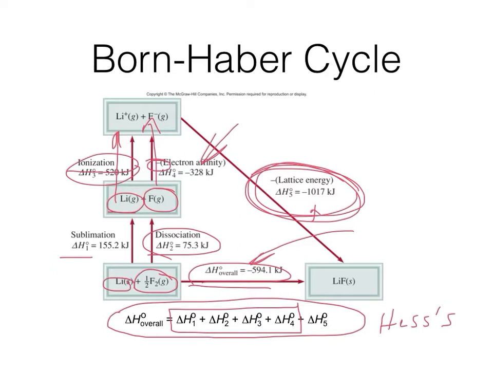Does this make sense? Given the information, do you think you could reproduce this sort of diagram? Or at least fill in, knowing that the first thing is sublimation. So sublimation, ionization, dissociation, electron affinity. So: sub, ion, dis, electron affinity, then lattice energy.